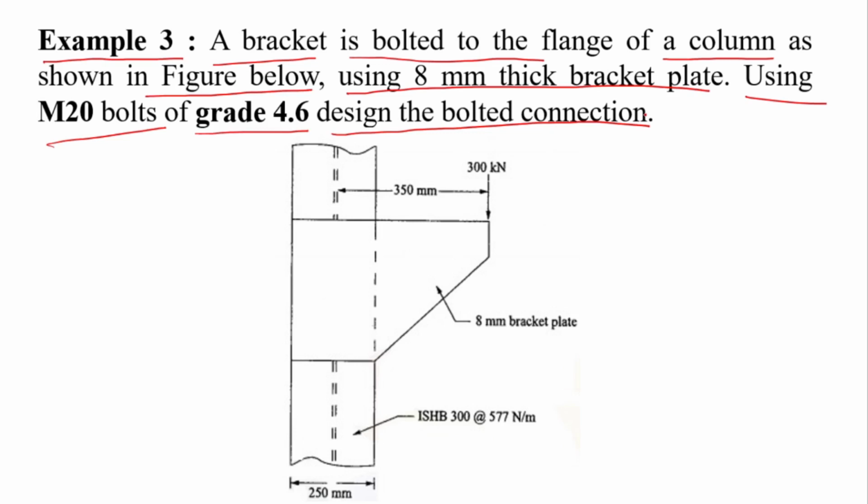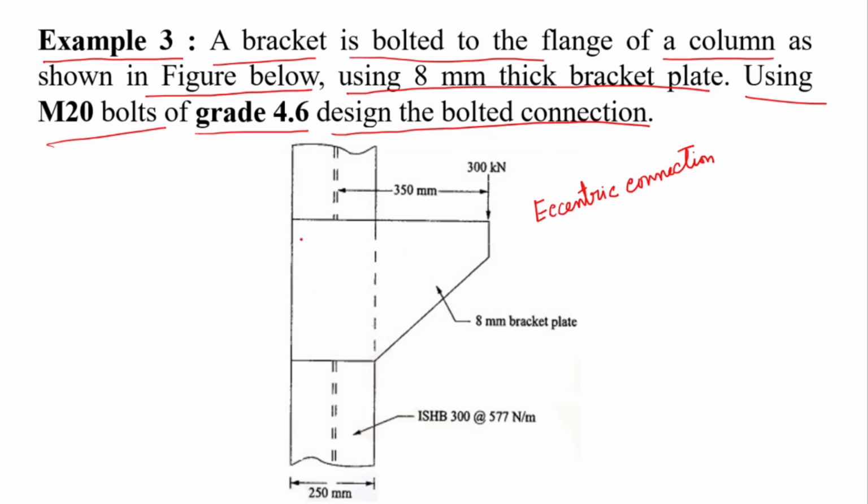You must remember one thing, this type of bolted connection is called eccentric connection. Why eccentric connection? If you see the definition, if the line of action of the load doesn't pass through the center of gravity of the group of bolts, the connection is known as eccentric connection.